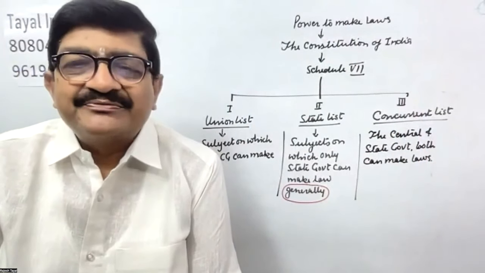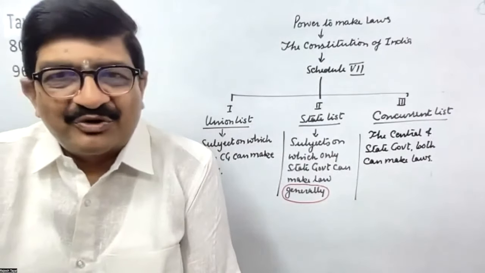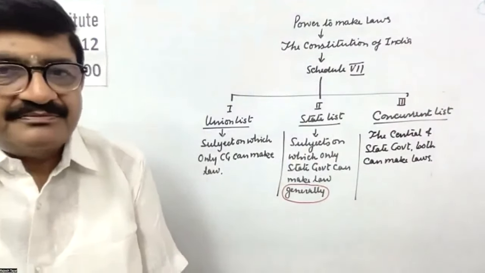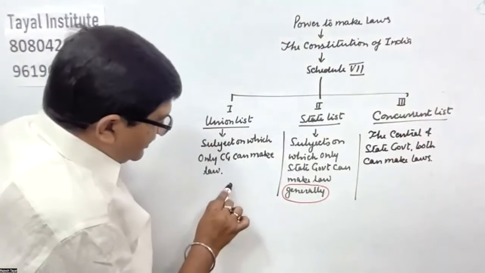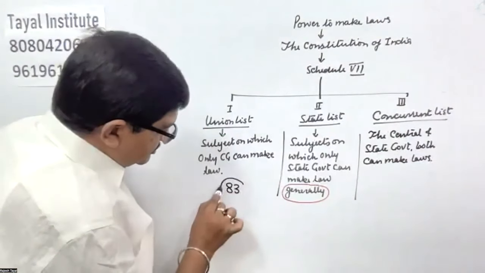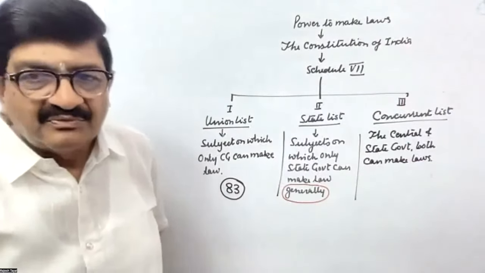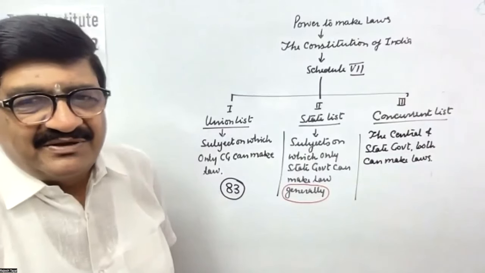Who has the right? Central government. Only the central government, right? And where can the central government make the law? First list, Union list. Right. In this, residue power is left. Residual power is also there. This is out of this relation.